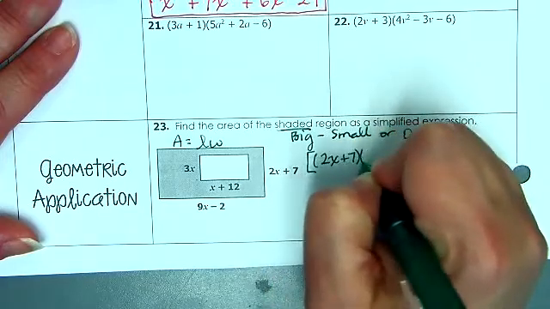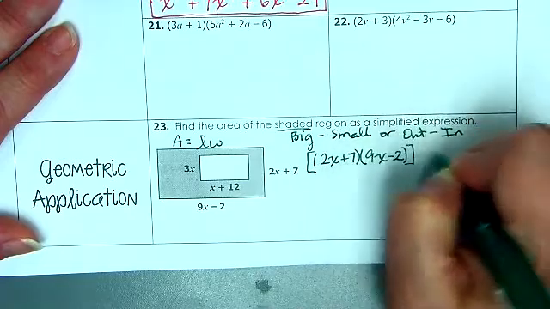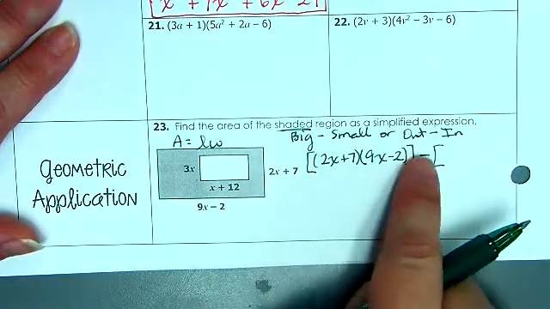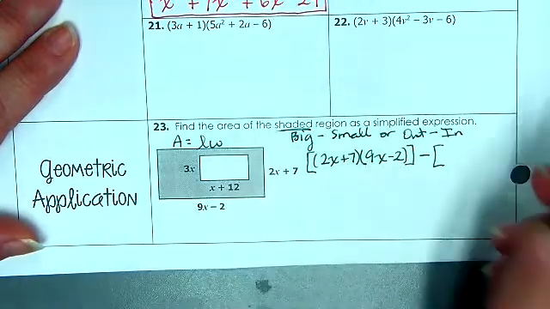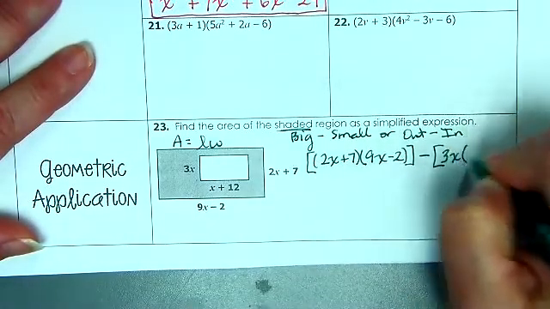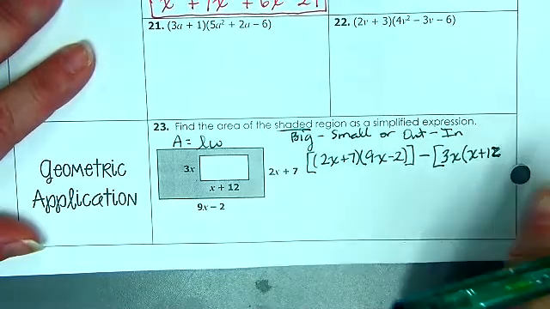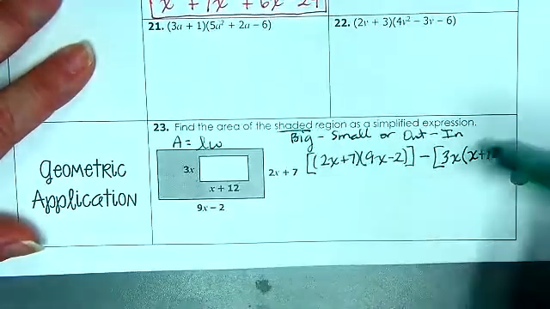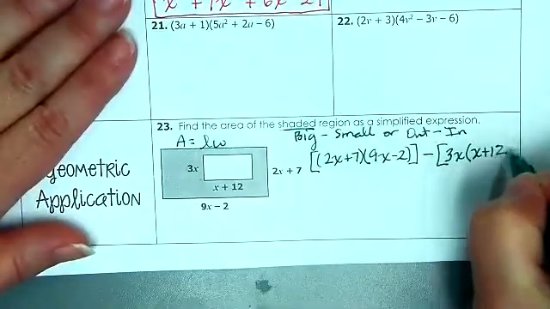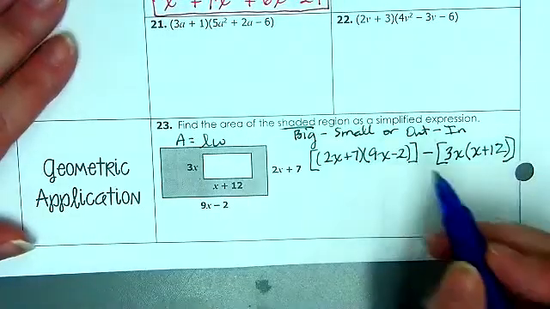So that means I'm going to be doing 2x plus 7 times 9x minus 2 minus, and notice I'm putting all of this in brackets because I know I have to do all of this first before I can do any subtraction. And then I have 3x times x plus 12. And close brackets. All right, so now we distribute.